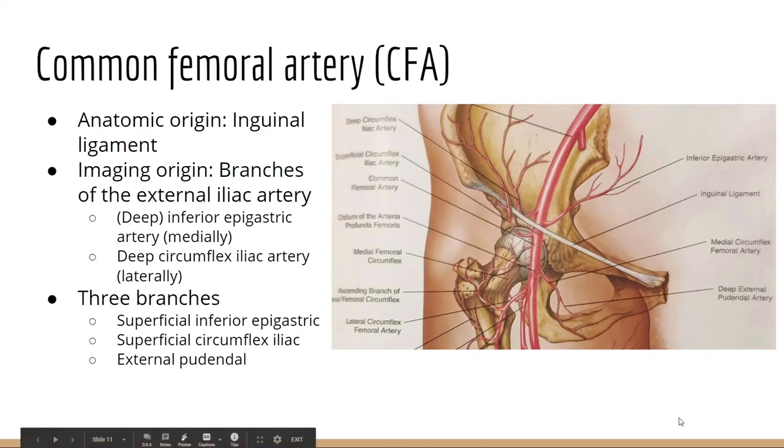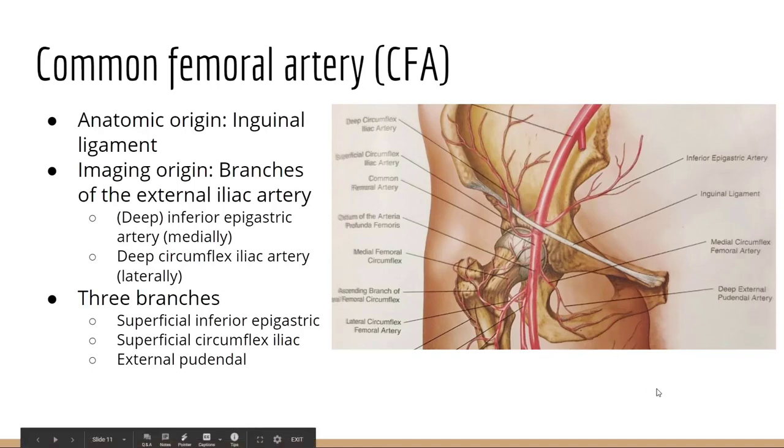Believe it or not, there are three branches of the common femoral artery, typically. Sometimes there can be variants. We usually don't see them under CTA unless we really look hard, but they do play an importance, particularly in terms of trauma. Those three branches are the superficial inferior epigastric artery, the superficial circumflex iliac artery, and the external pudendal artery. The external pudendal, which can be a culprit of pseudoaneurysm following pelvic trauma.